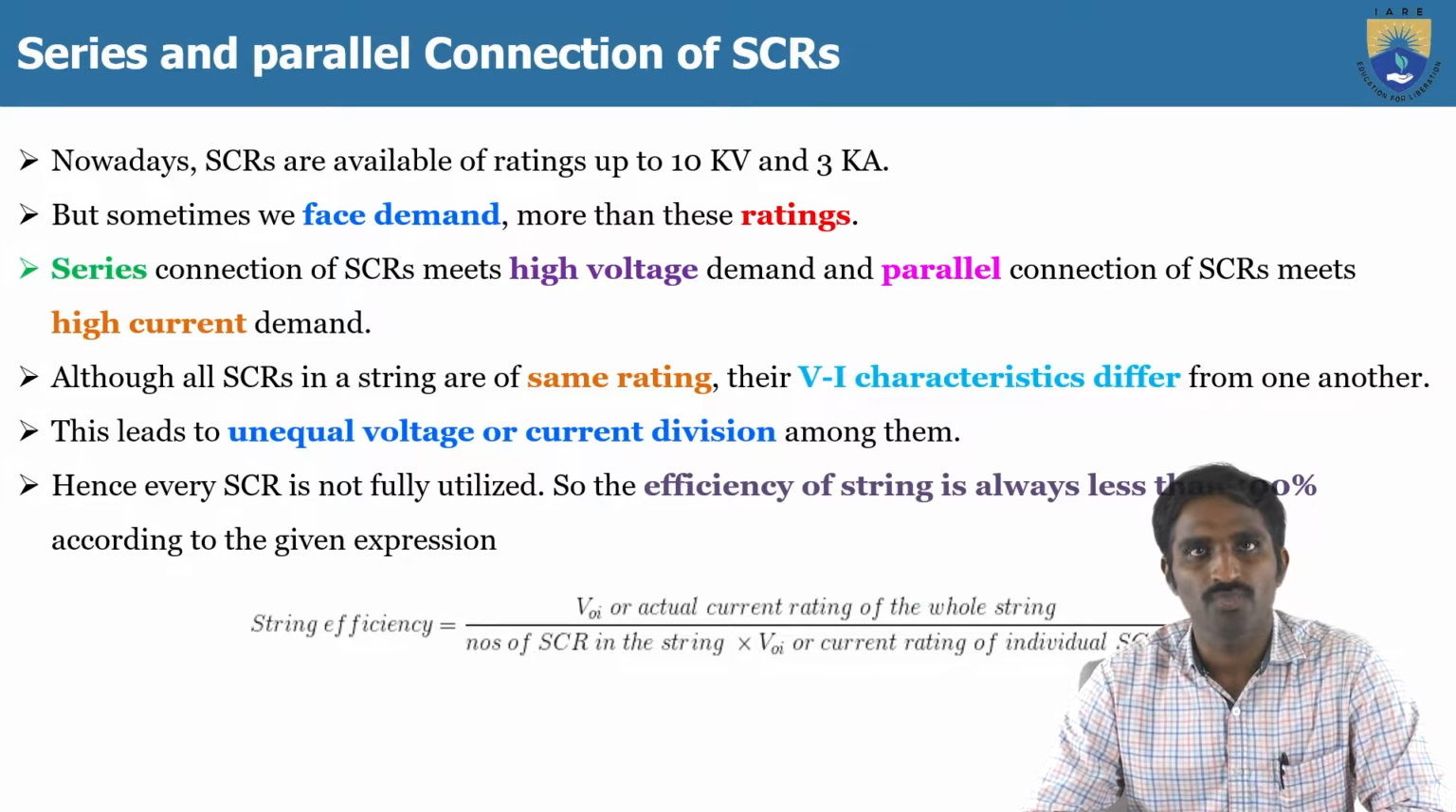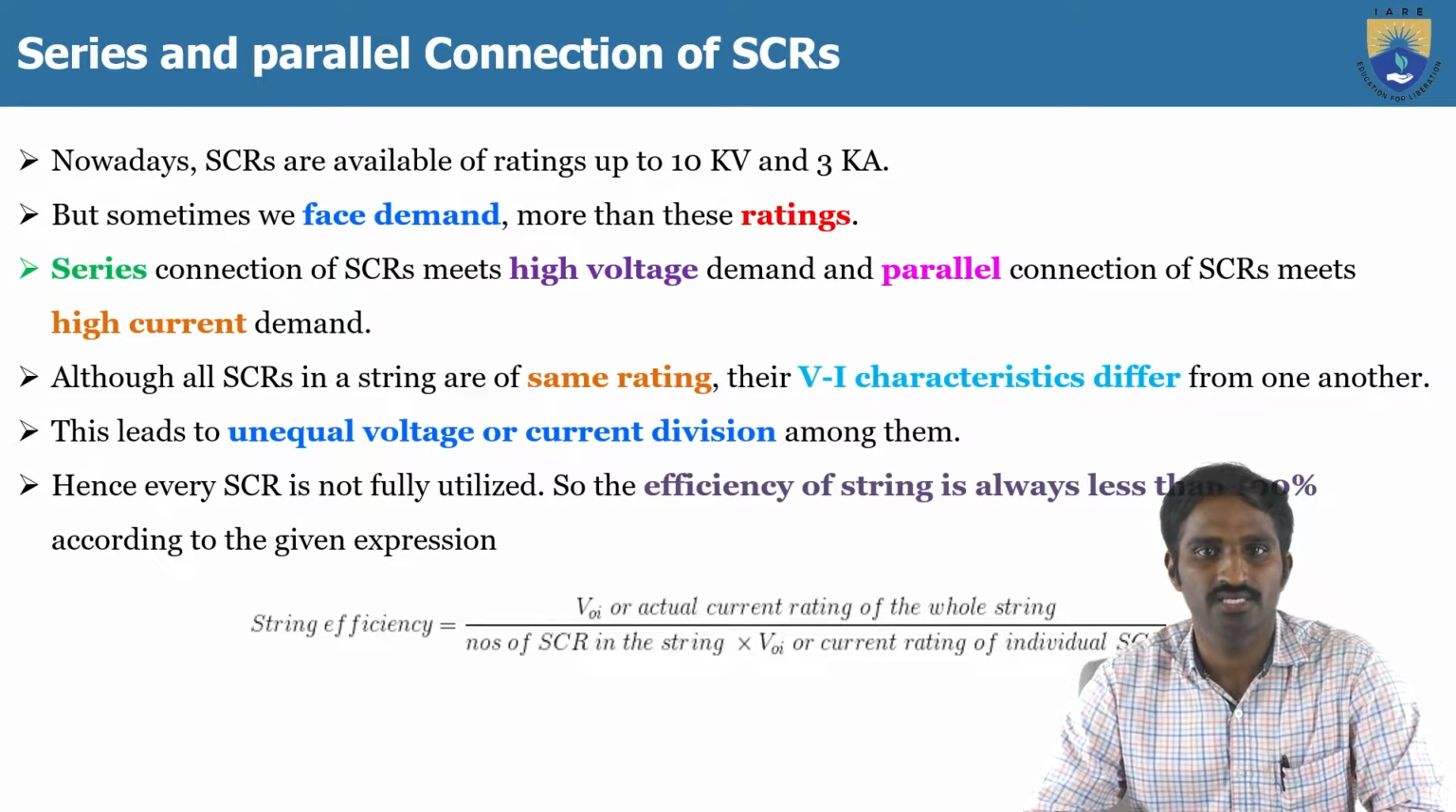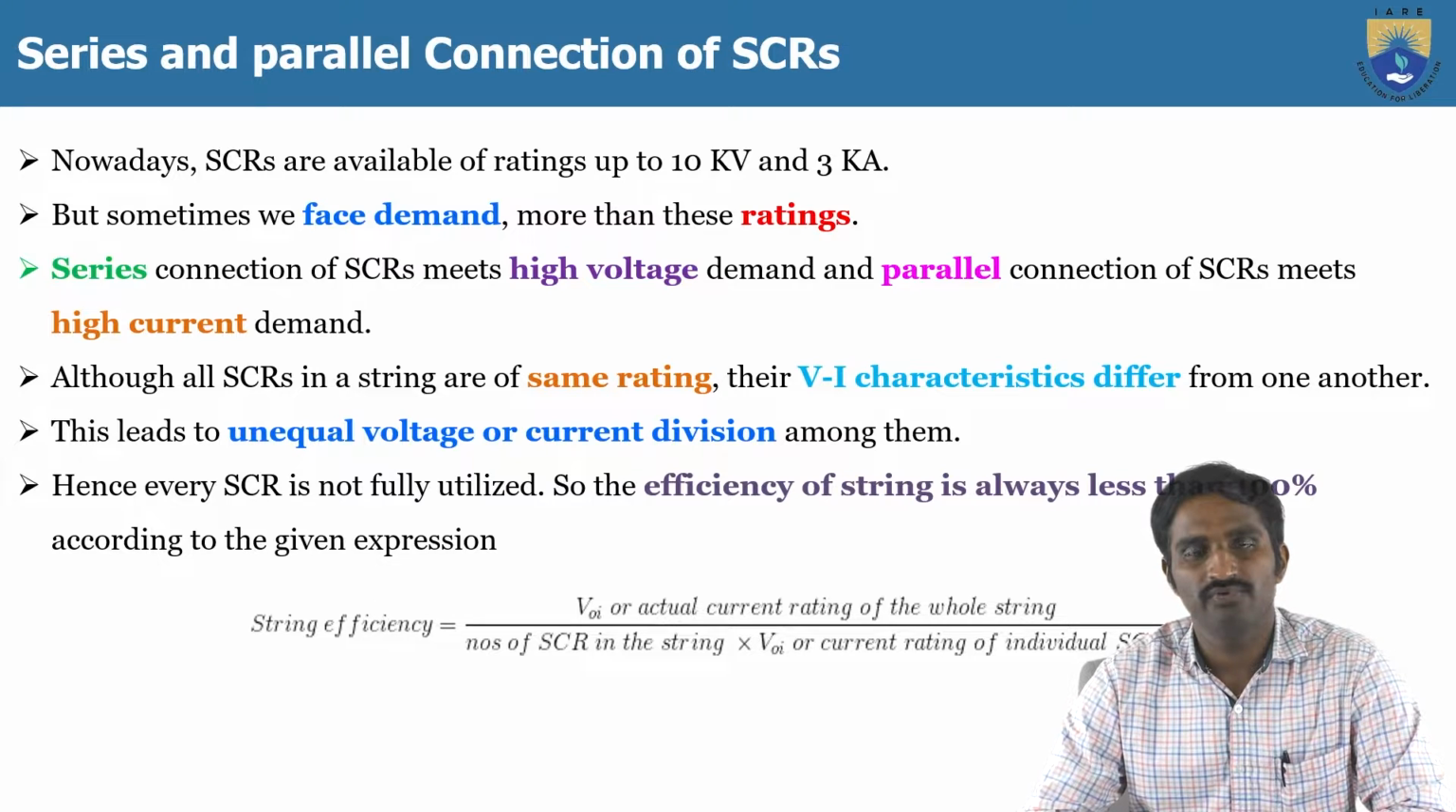Nowadays high rating SCRs are available in the market, up to 10 kV in terms of voltage and up to 3 kiloamperes in terms of current. But sometimes we face demand more than these ratings in some other applications. We may need a thyristor rated for more than 10 kV, and in terms of current, even more than 3 kiloampere capable thyristors.